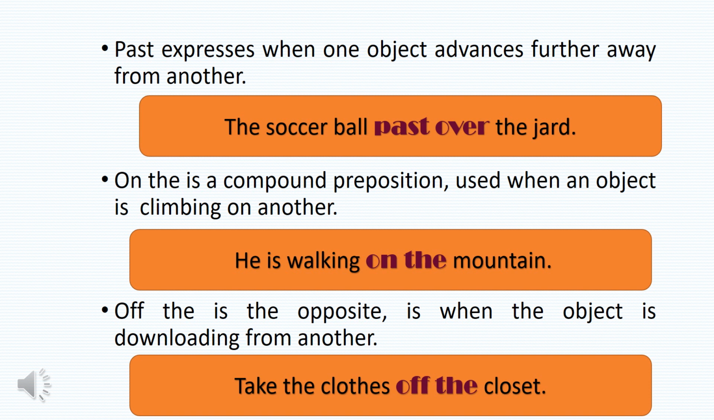The preposition on the is a compound preposition used when an object is climbing on another. The preposition off the is a compound preposition too, and is the opposite of this last one. It's when the object is getting down from another one.